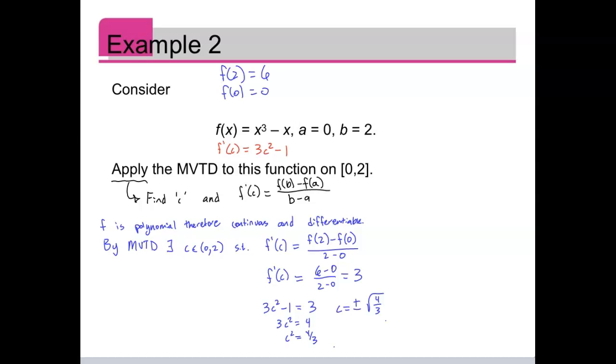All right. So the location where the derivative will match the average slope is going to be at root 4/3, negative root 4/3 on the x-axis. So let's kind of, to give you a visual of this.